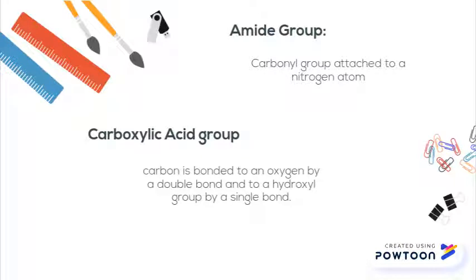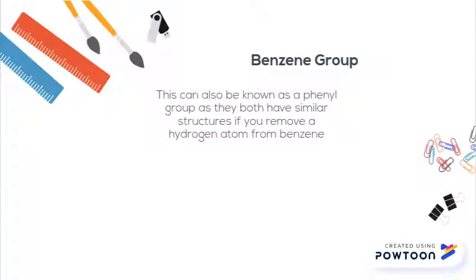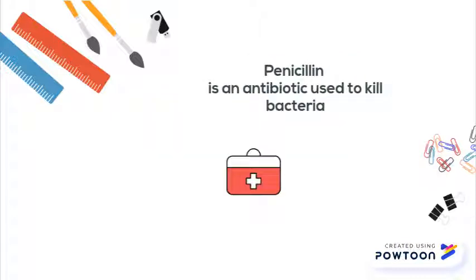Secondly, carboxylic acid group. This is a class of organic compounds where carbon is bonded to an oxygen by a double bond and to a hydroxyl group by a single bond. Lastly, the benzene group. This can also be known as the phenyl group, as they both have similar structures if you remove a hydrogen atom from benzene. Penicillin is a fast-acting antibiotic that kills lots of bacteria in the body.